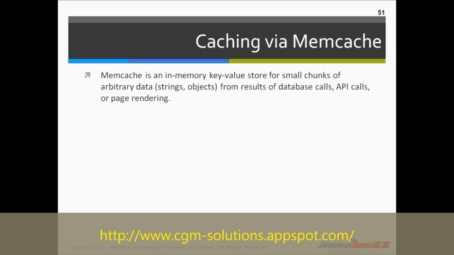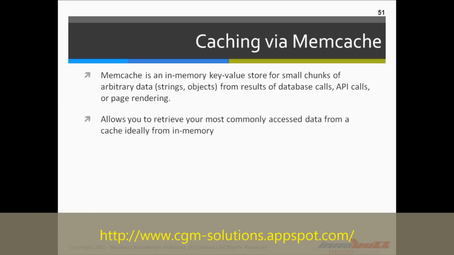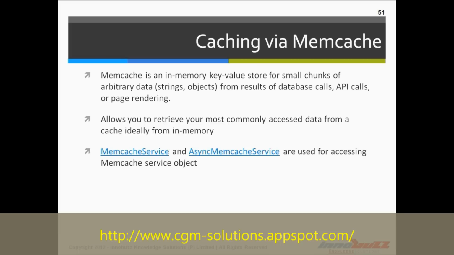Memcache is an in-memory key value store for small chunks of arbitrary data, that is, strings and objects, from results of database calls, API calls, or page rendering. It allows you to retrieve your most commonly accessed data from cache, ideally from in-memory. Memcache service and asynchronous Memcache service are used to access the Memcache service object.